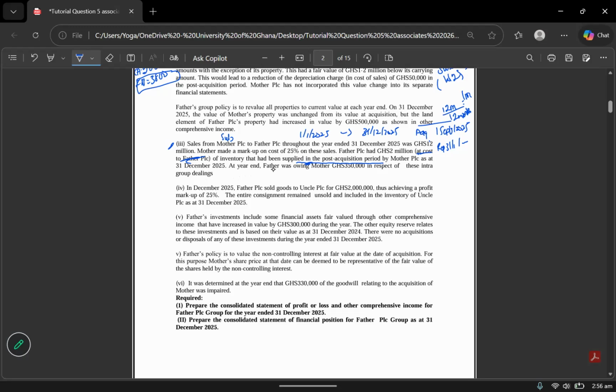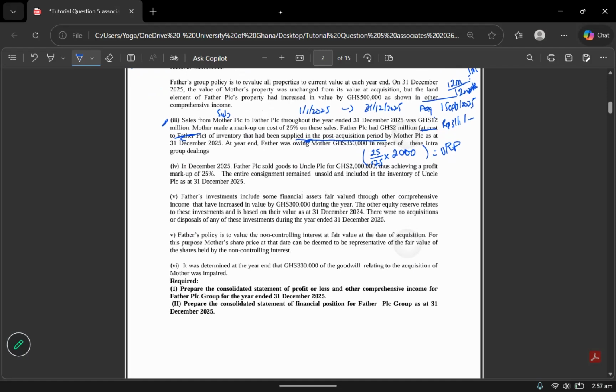So if you want to know the unrealized profit, it will be 25 over 125. You have to convert this markup to margin on the 2 million to get the unrealized profit. We will do that in the basic workings.